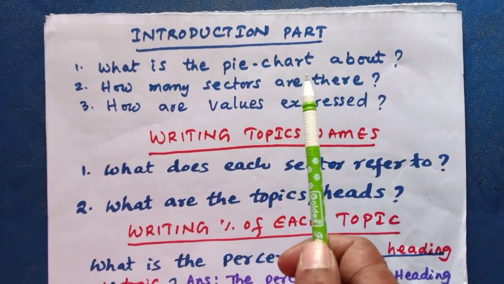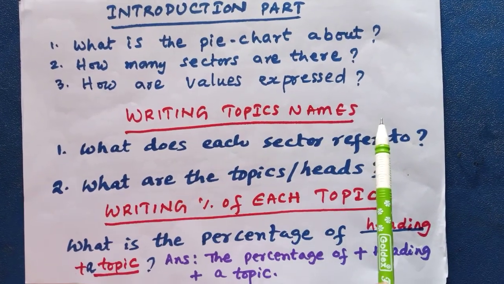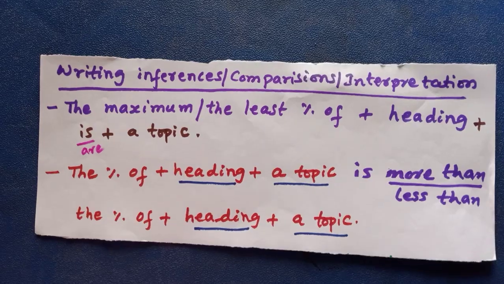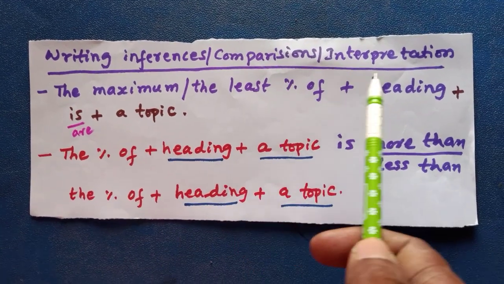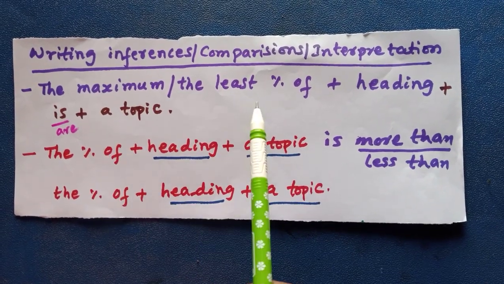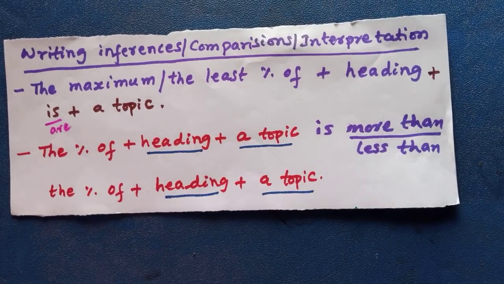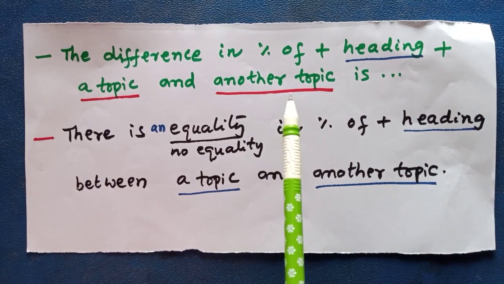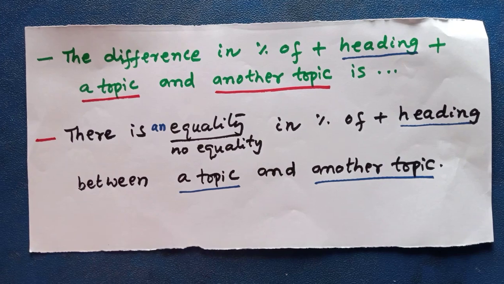So the description includes the introduction part, and next writing topic names, and then writing percentages of each topic, then writing inferences, comparisons, and interpretations. Under this heading, we write the maximum and least values, and also the comparisons like more than and less than, and in the end, the differences and equal values. In this way, we can easily make the slow learners write a description.